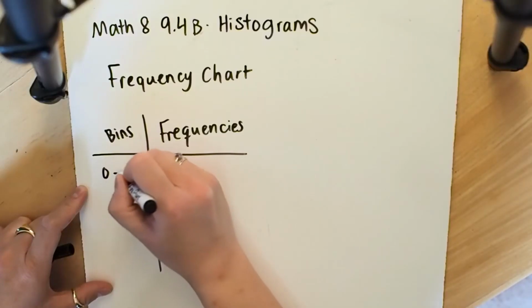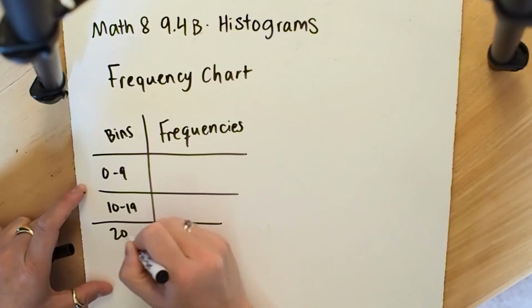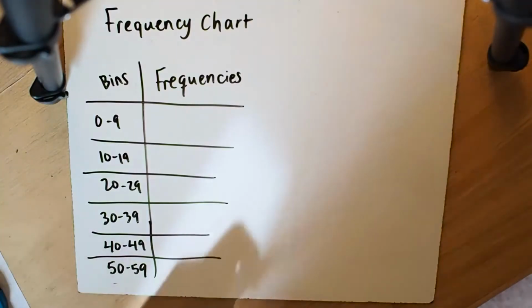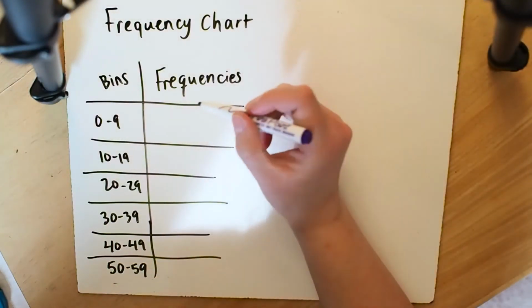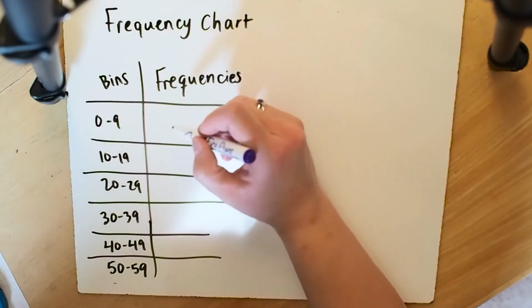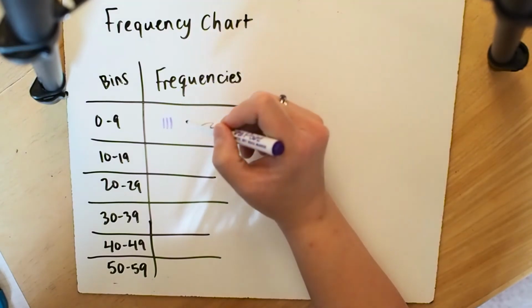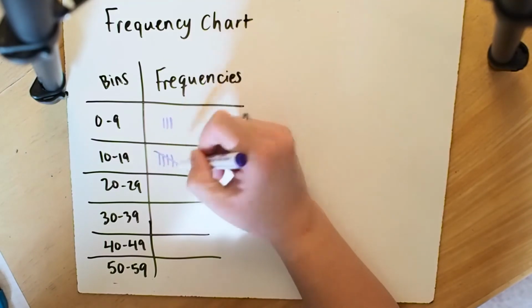We're going to do our bin values from 0 to 9, 10 to 19, 20 to 29. From there, we're going to start counting our frequencies. Remember that I'm looking at those data points I had you write down earlier. Let's count our frequencies. Between the values of 0 to 9, we have 3 counts. Between the values of 10 to 19, we have 1, 2, 3, 4, 5 values.